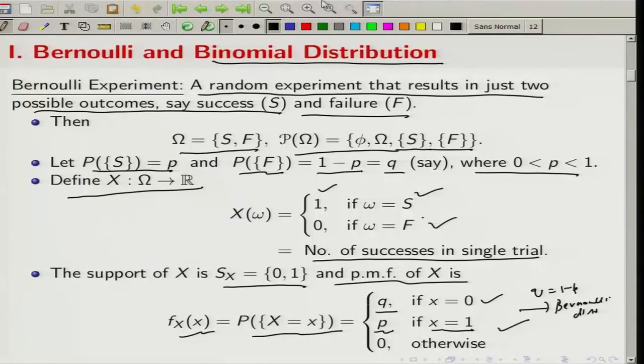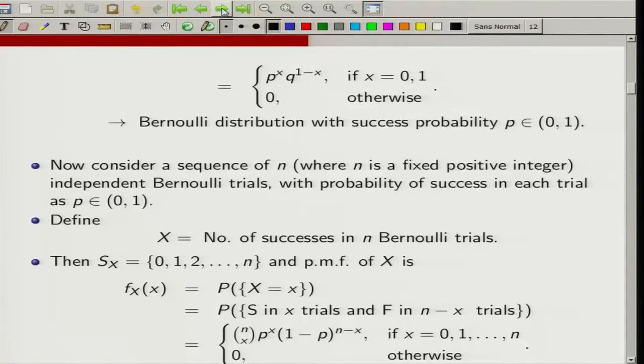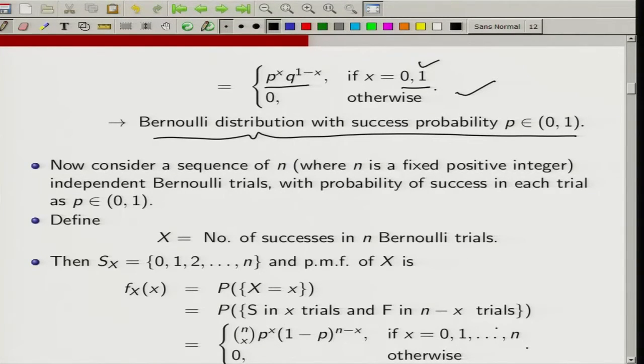This can be written as follows, because if x is 0, this quantity would be nothing but q, which is the probability of failure. If x is 1, this would be q to power 1 minus 1, that is q to power 0, which is 1, so p, which is the probability of success. So in closed form, this can be written as p to power x, q to power 1 minus x. Now this is nothing but a Bernoulli distribution with success probability p, which is anything between 0 and 1.